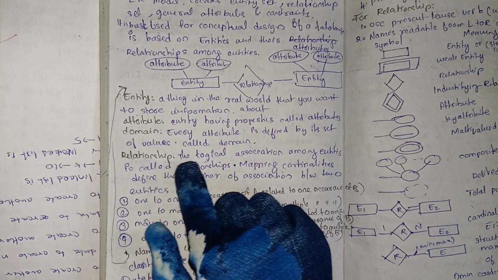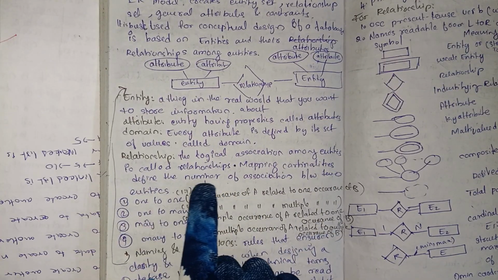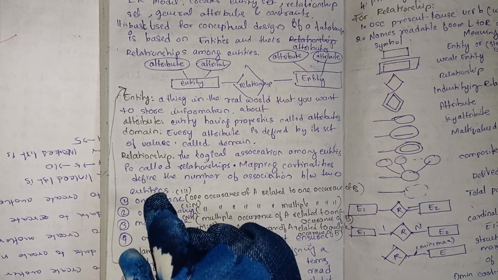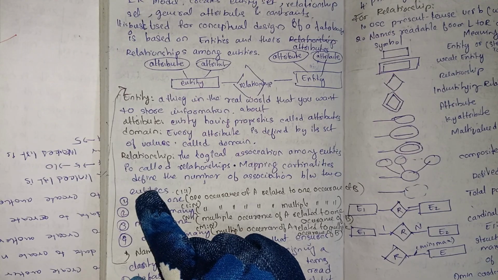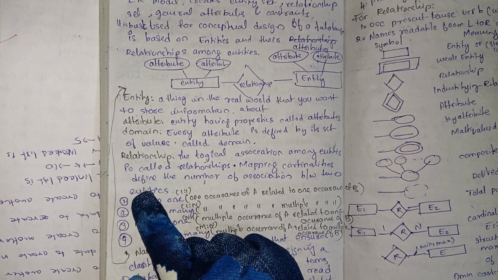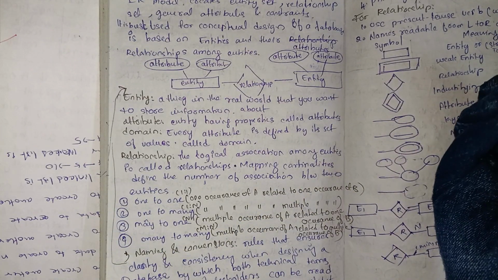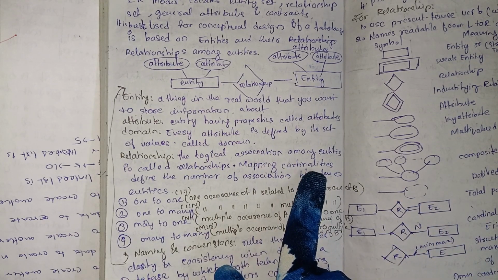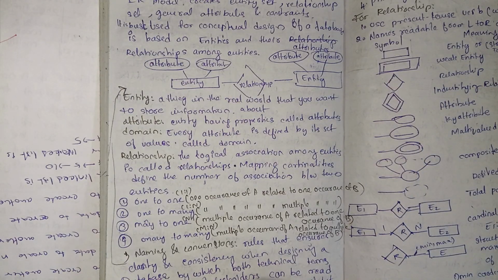And then relationship. The logical association among entities is called a relationship. Mapping cardinalities define the number of associations between two entities. How the values of one table are related to values of another table, that's the mapping cardinalities, and how many times they are related.